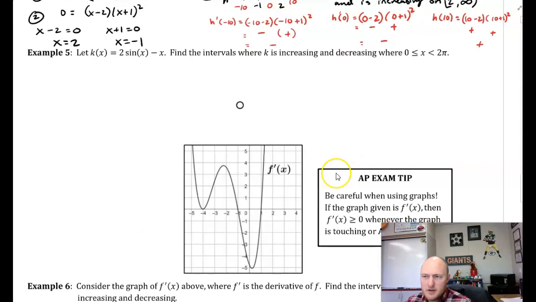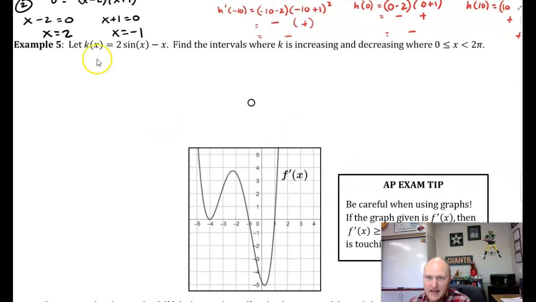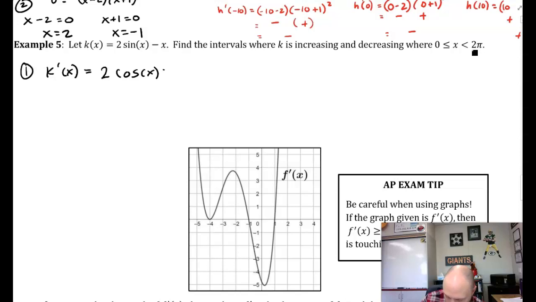Number 5. They say, let k of x equal 2 sine of x minus x. Find the intervals where k is increasing and decreasing, where 0 is less than or equal to x, less than 2 pi. So I'm using trig here, and in trig, remember it's cyclical, and it occurs in waves. It's periodic. So what they often do is they restrict your domain to 0 to 2 pi, which is nice because that's the unit circle. So step number 1, I'm going to find k prime of x. k prime of x equals 2 cosine of x minus 1.